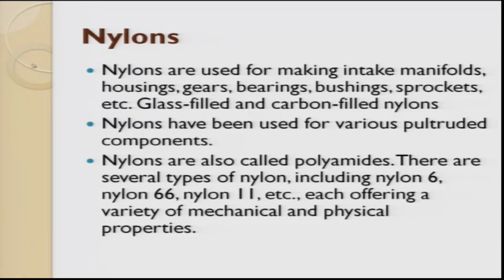As far as thermoplastic is concerned, you can't use long and continuous fibers for making composites. We always use short fibers. So it is easy to mix thermoplastic nylon with glass fillings, and directly you can use the injection molding process to make a component. Nylons are exhaustively used for making pultrusion components. Nylons are also called polyamides. There are several types of nylons, including nylon 6, nylon 66, nylon 11, etc., each offering a variety of mechanical and physical properties.